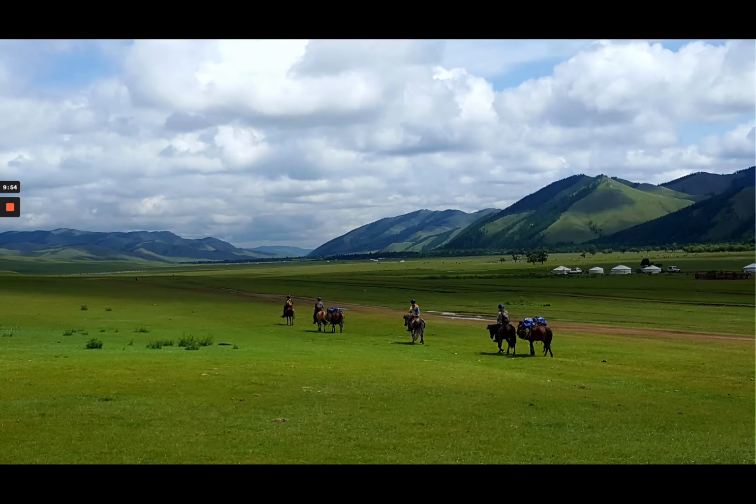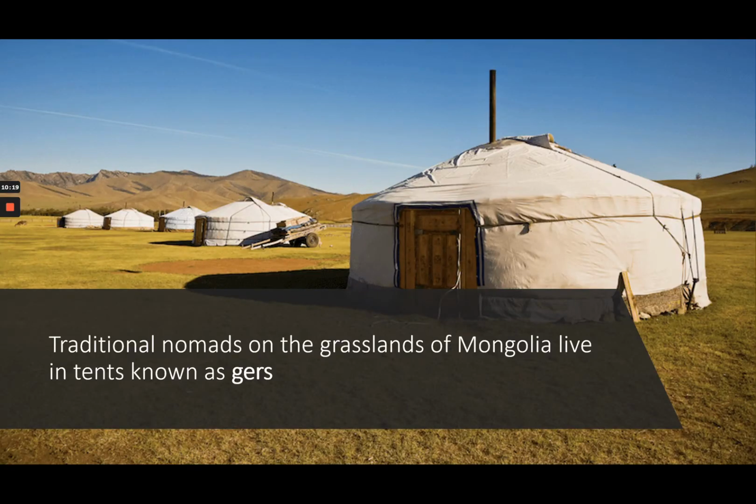Here you can see a photograph of modern day Mongolia. Okay, the grasslands of Mongolia. We can see herders on their horses. We can see a camp of tents in the background. This is what modern Mongolia looks like, and it would have looked very similar 900 years ago when Genghis Khan was alive. There are many traditional nomads on the grasslands of Mongolia today, and they live in tents known as gurs. And this is just the kind of tent that Genghis Khan would have spent pretty much his entire life in. A tent just like this.